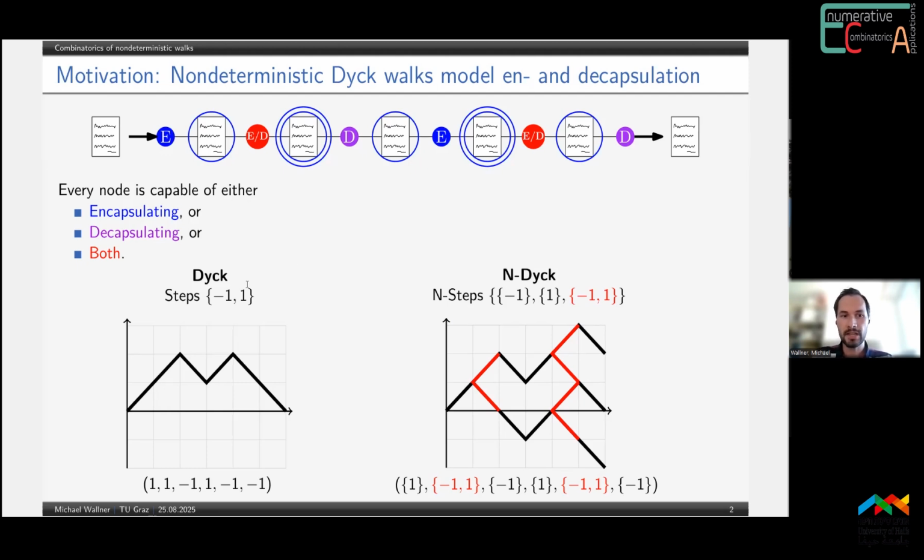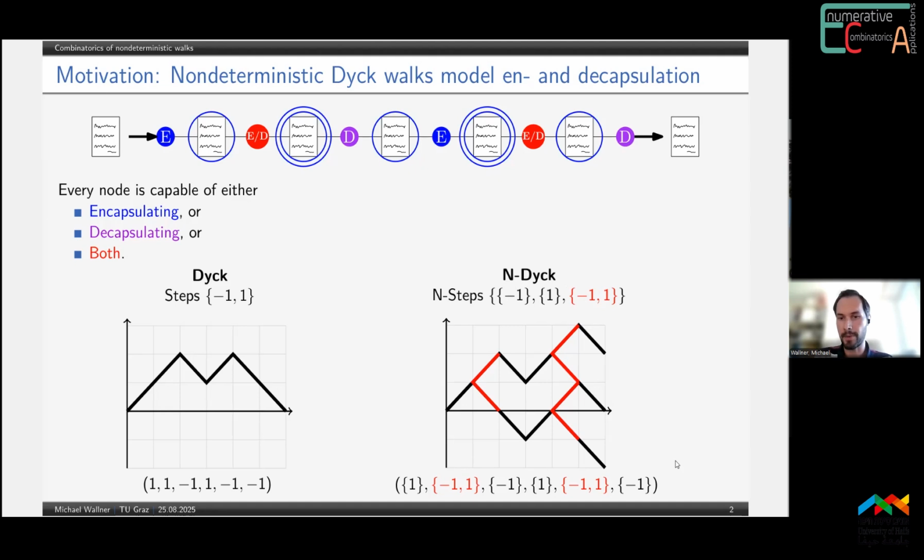In the classical Dyck paths, we have steps +1, -1. In non-deterministic paths, you have sets of steps, so your steps are sets. They could be singletons, like -1 or 1, or they could be two-element steps, like the {-1, 1} step. This red step corresponds to this encapsulation-decapsulation event. So you have a choice, and what you do is simultaneously follow both paths. Basically, you follow two trajectories simultaneously.